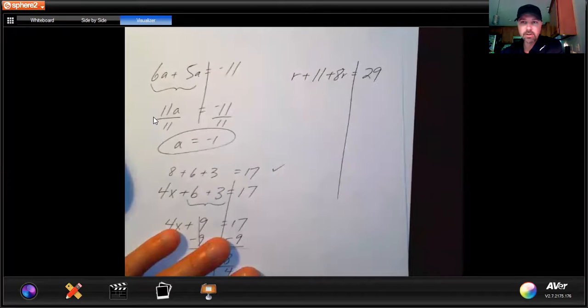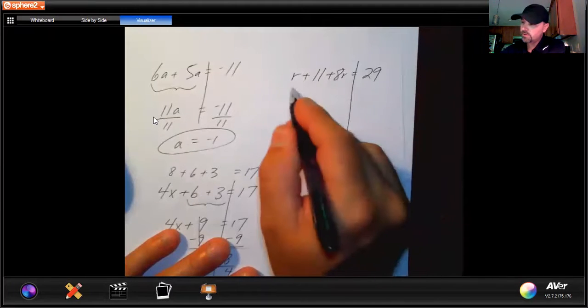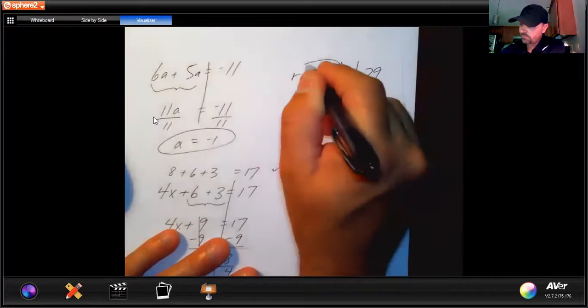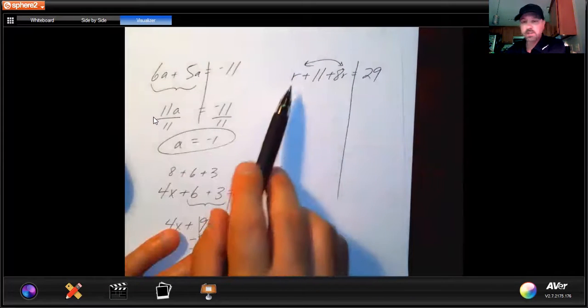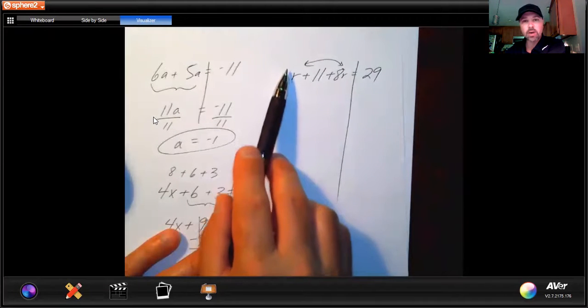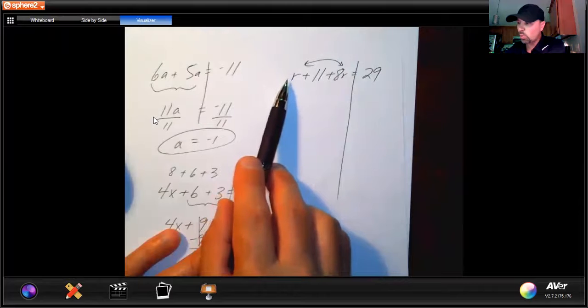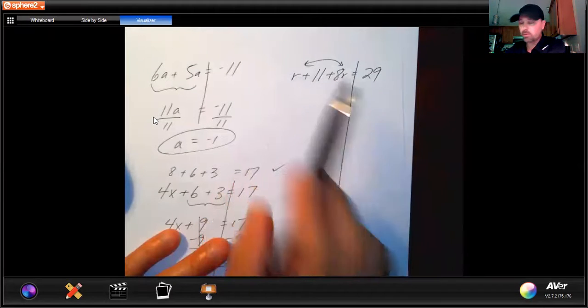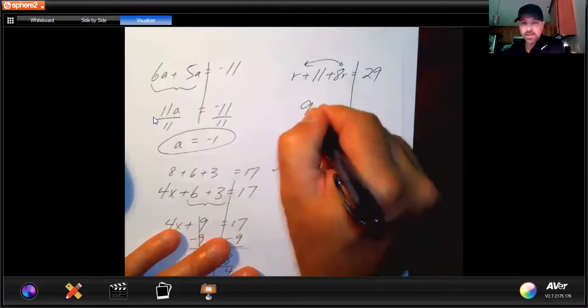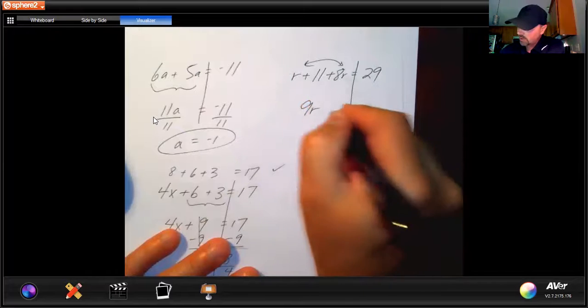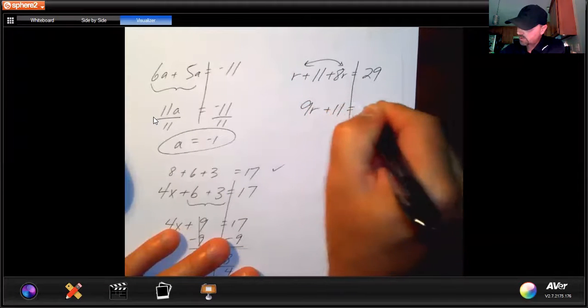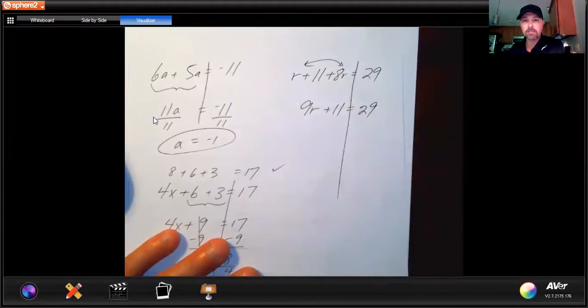So first step, go ahead and combine your like terms. That would be these two. Don't forget that anytime you see just the letter, there's an automatic 1 in front of it. So 1r and 8r, those can go together as 9r. Bring down your positive 11, your equal sign, and your 29.